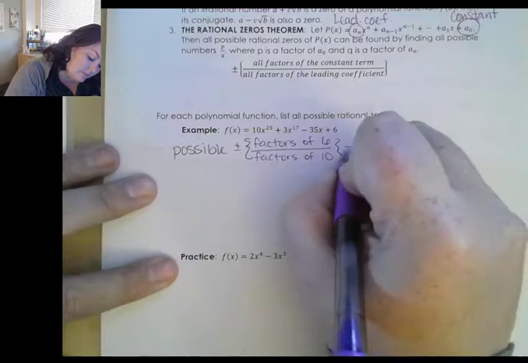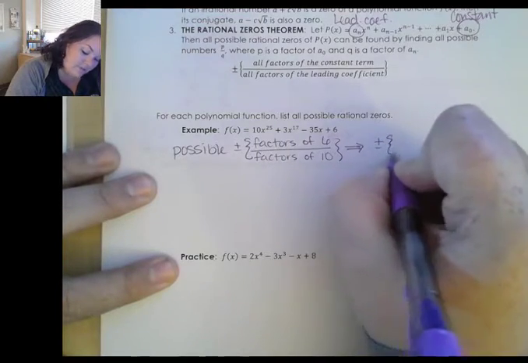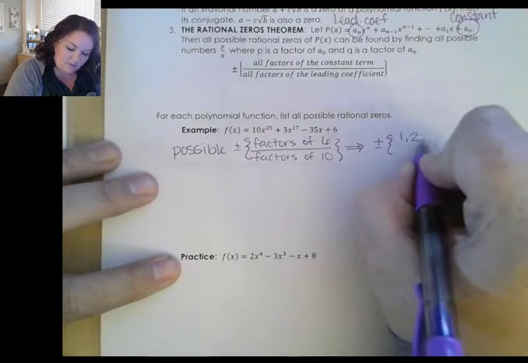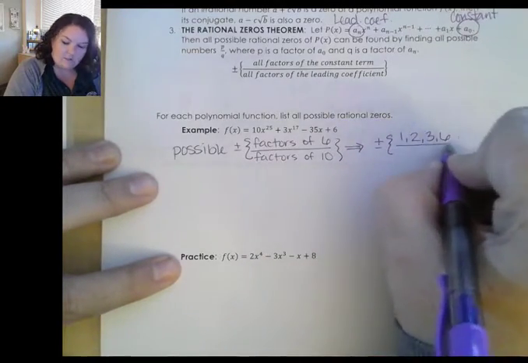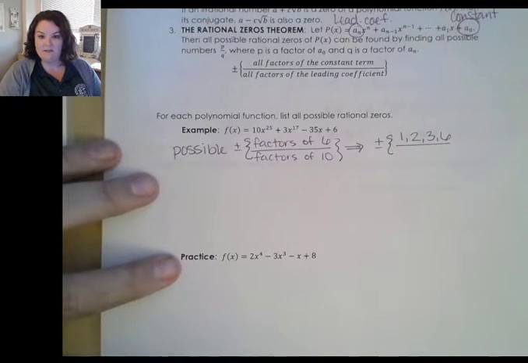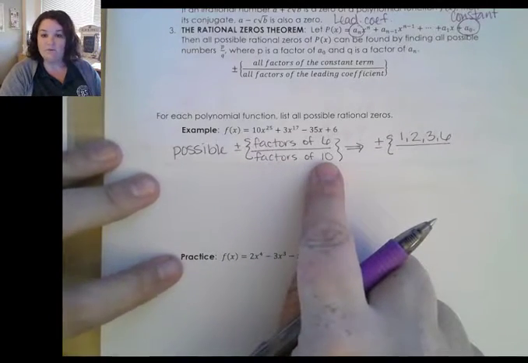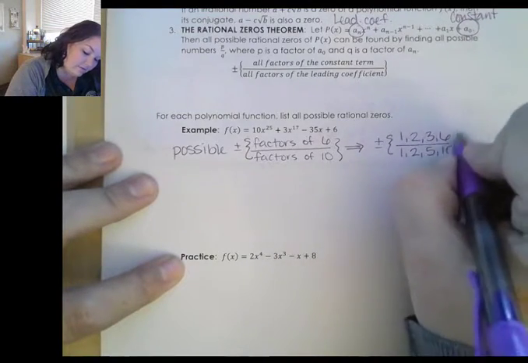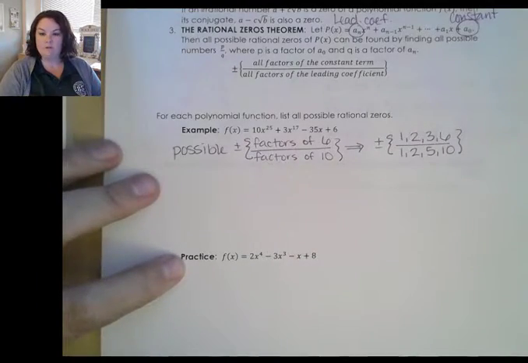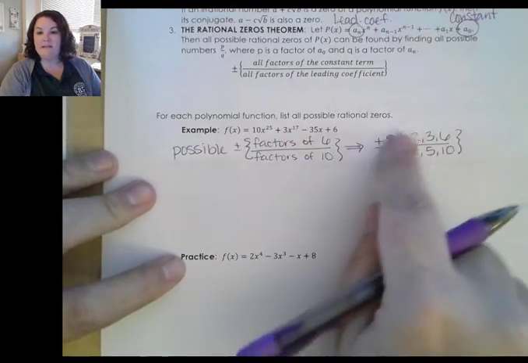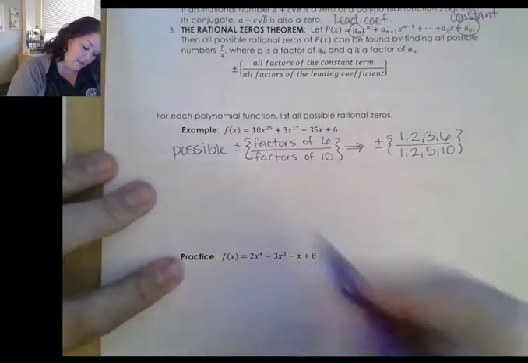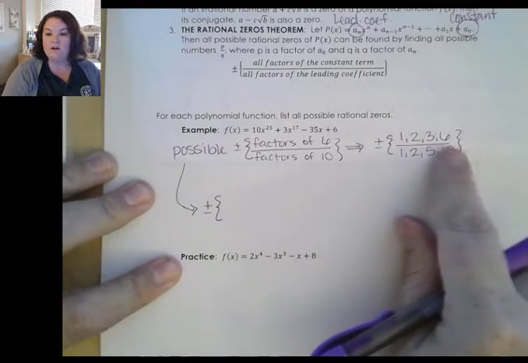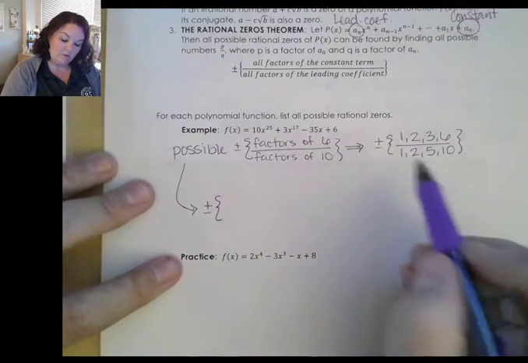Okay, so let's write it out. So all the factors of 6, everything that goes into 6 would be 1, 2, 3, and 6. Those are all the possible factors of 6. And then we want to write it over all possible factors of 10, which would be 1, 2, 5, and 10, right? Okay, so now I want to see what this combination, what kind of numbers it will create. Okay, so to figure out all my possible ones, I'm going to write out all the combinations if I divide these. So I'm going to start with 1.